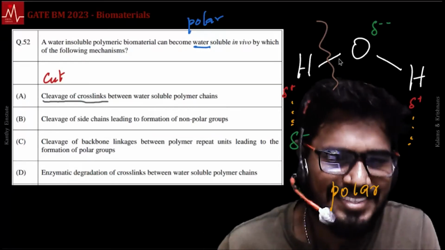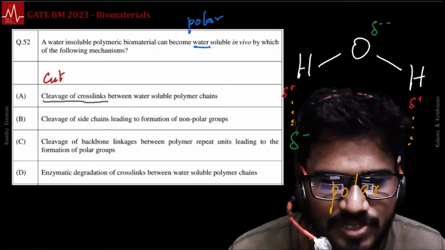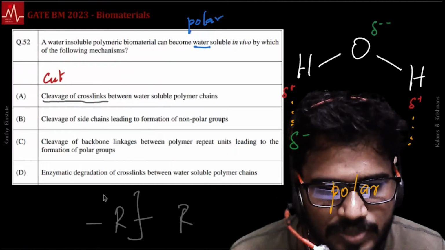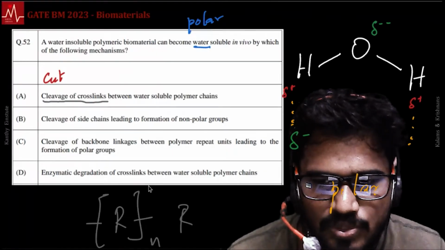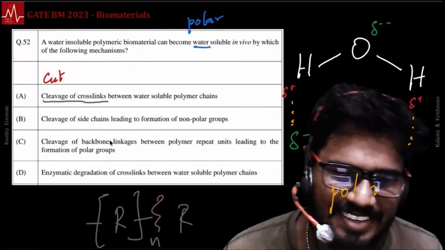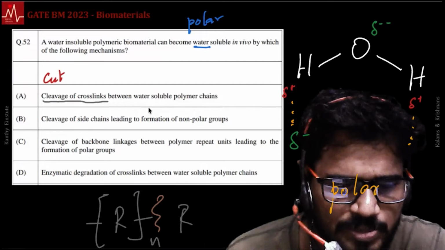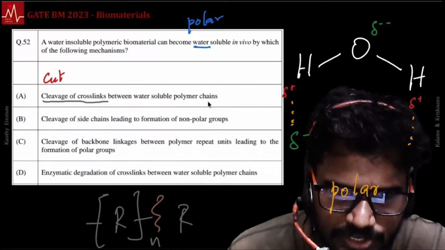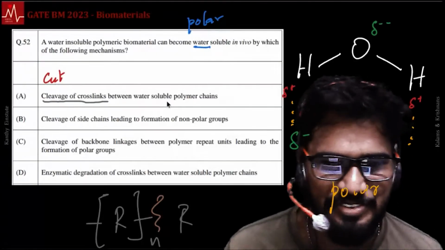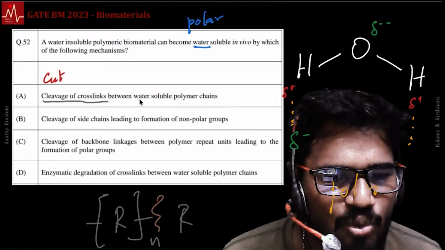This is a molecule. This is not really the type of cleavage they are talking about. There is R, typically written this way, N times, right? So if this polymer bond is cut, cleaved, that is what they are referring to as cleavage. And cleavage of crosslinks between water soluble polymer chains. Yeah, they are already water soluble. You cut them up and they are now free, right? Because of the cut, water soluble things get more exposed.